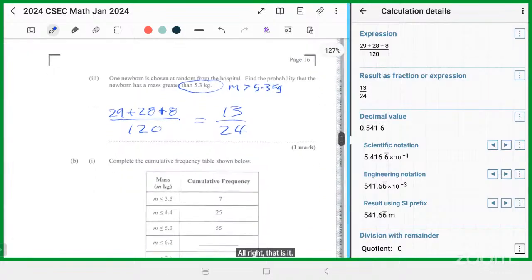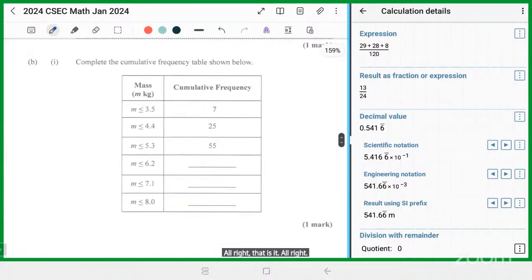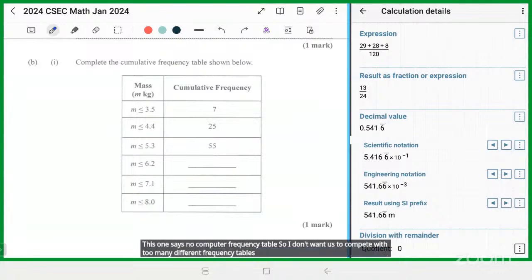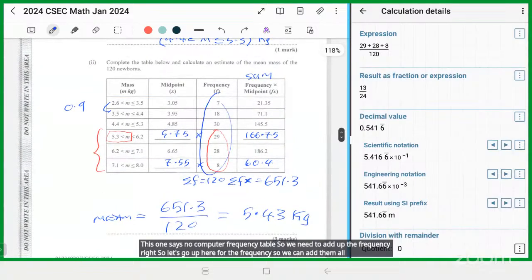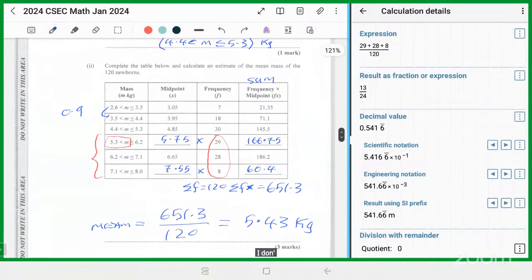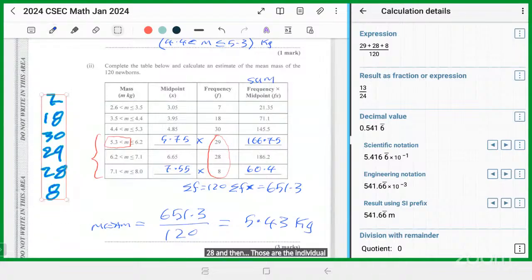All right, very good. This one says now, complete the cumulative frequency table. So we need to add up the frequency, right? So let's go up here for the frequency so we can add them up. We write them over here and then copy them: 7, 18, 30, 29, 28, and then 8. Those are the individual frequency values we need to add up.